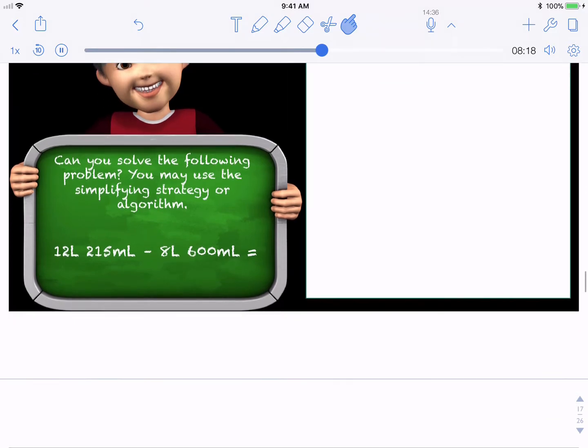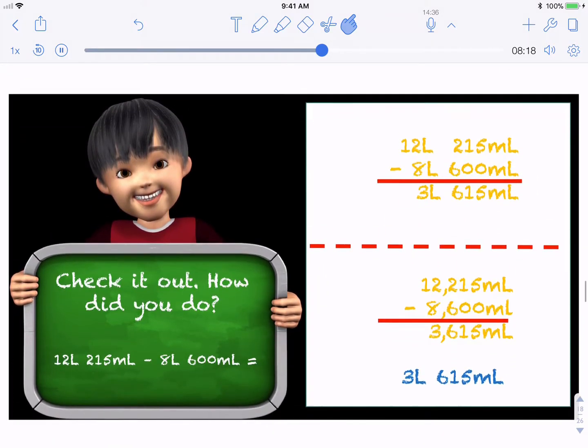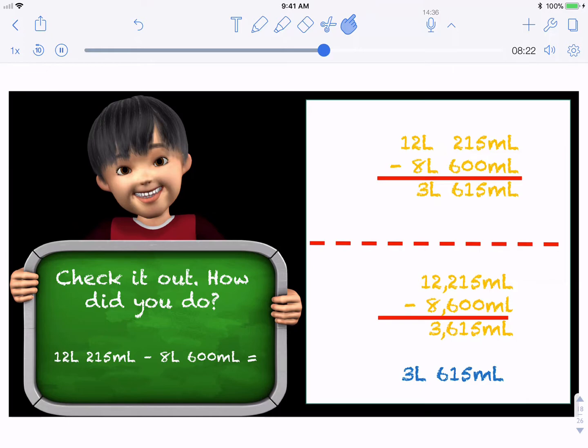Okay, your answer should be 3 liters, 615 milliliters. Look at my answers. Look at your answers. Look how you solved it. Did you do it correctly? Did you do it incorrectly? If you did it incorrectly, it's your job to look and see what you did wrong, okay? So look at that now and see what you did wrong. If you got it right, good job. You know exactly what you're doing.